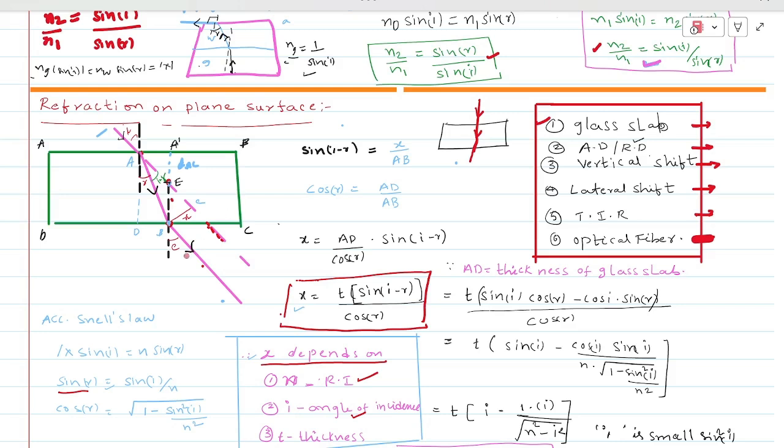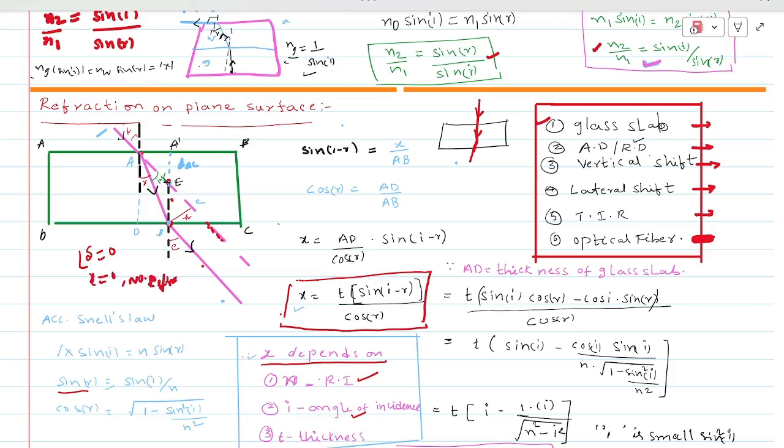Coming to here also, deviation is equal to 0. The total deviation by the glass slab is equal to 0, because the emergent ray and the extended incident ray are parallel. By that we cannot say that refraction has not taken place. If refraction has not taken place, then x is equal to 0, and we will say no refraction takes place. X equal to 0, no refraction takes place. This is also one of the conditions.